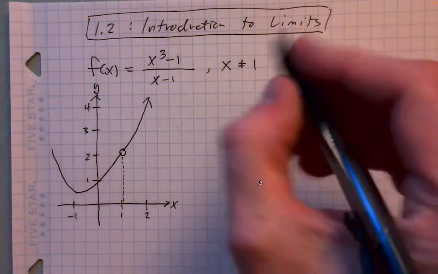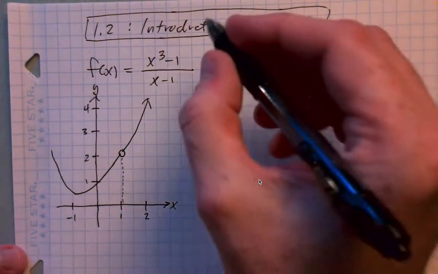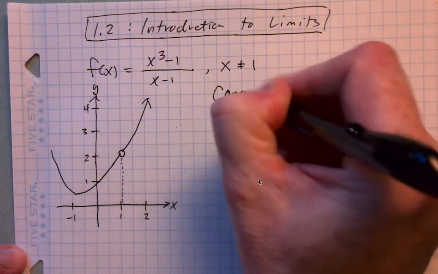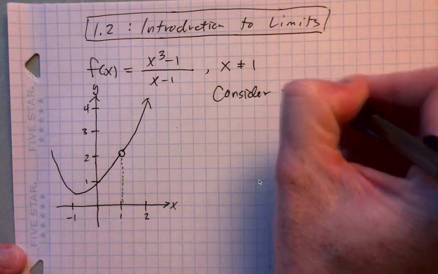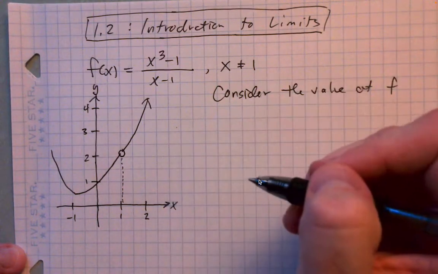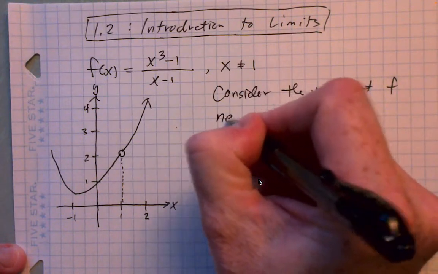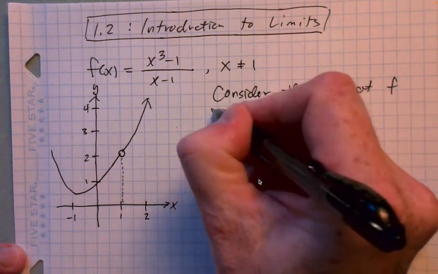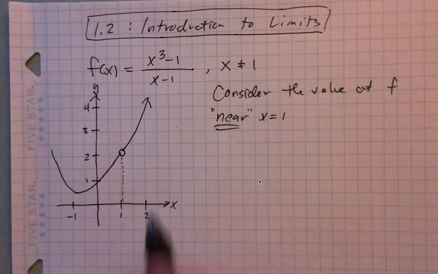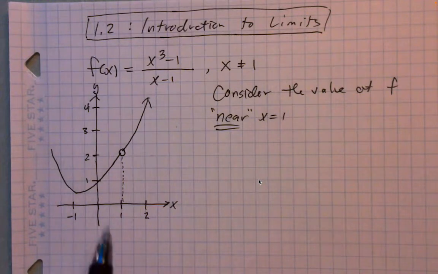Now when we get into calculus, and specifically limits, what we want to be able to talk about is to consider the value of f near x equals 1, right? And so this word near is very important. It's important to have a conception in your mind about what a hole in a graph really looks like.